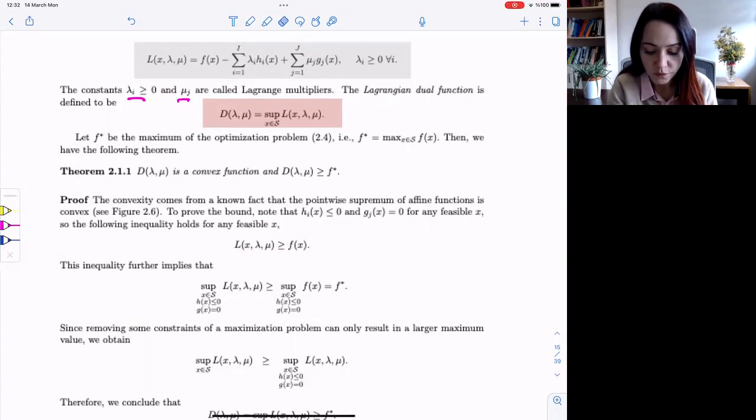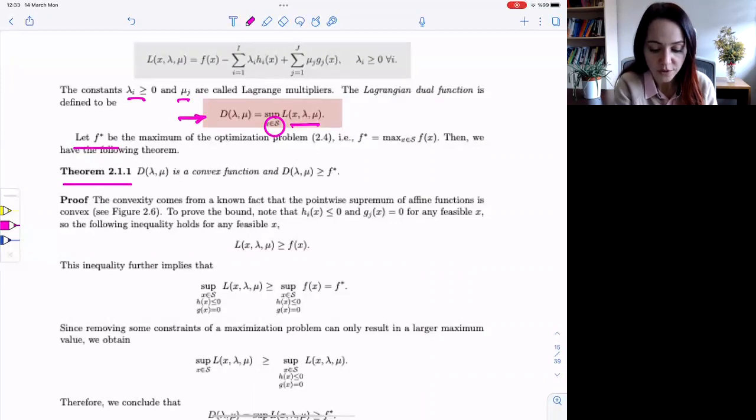The Lagrangian dual function is defined to be this function d, which is the supremum over the set S of the Lagrangian. Okay. Now we will first discuss some useful properties of the dual function and then apply them to facilitate our convex optimization problem solution.